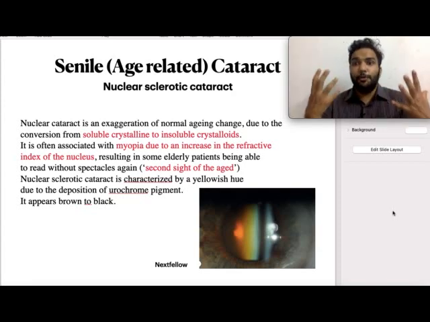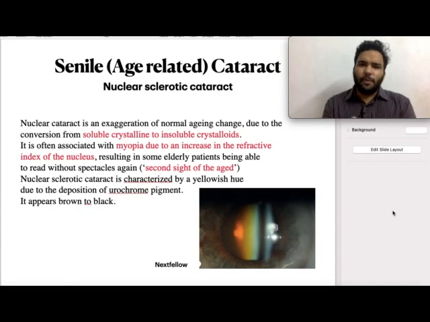The patient is suddenly able to see clearly. The patient is normally having a decreased vision and suddenly able to see clearly, something like a second sight in an aged person. Okay, if they ask you such kind of question, the answer is nuclear sclerotic cataract. Nuclear sclerotic cataract is characterized by yellowish hue due to deposition of urochrome pigment, and it can appear brown to black. Any grades like nuclear sclerosis 1, 2, 3, 4, 5 grades are there.